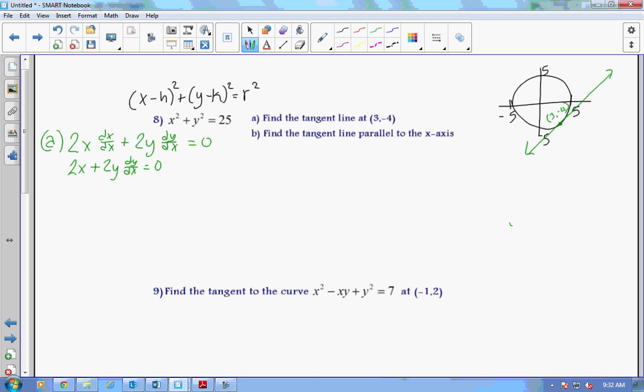Now that's just for any tangent anywhere on the circle. And we want it specifically at (3, -4). So what do we do if we want to find the tangent line at a specific point? What do we do then? Plug in 3 and -4. So now we're going to do 2 times 3 plus 2 times -4 dy/dx equals 0. When we plug in the actual point, what's it going to tell us?